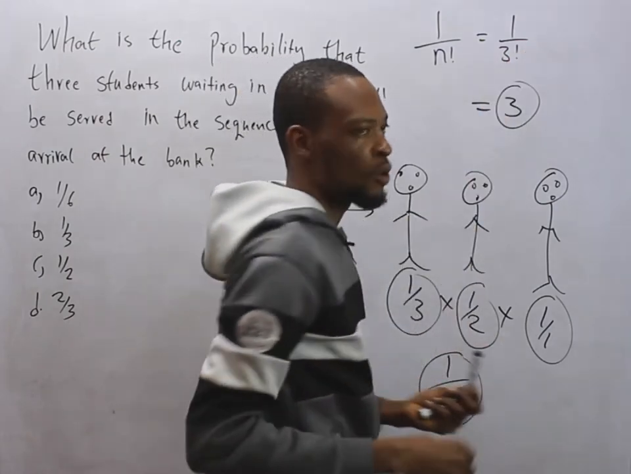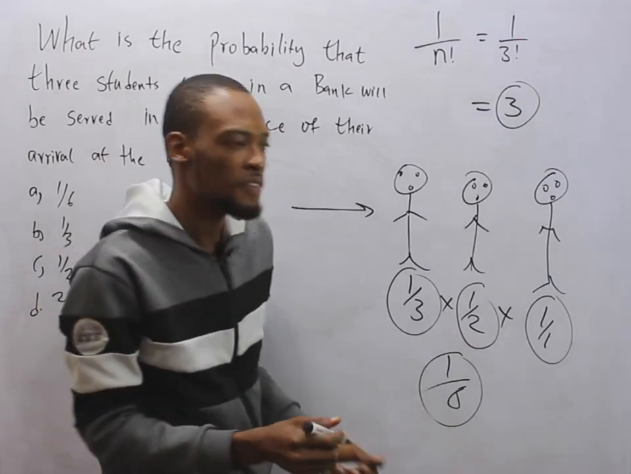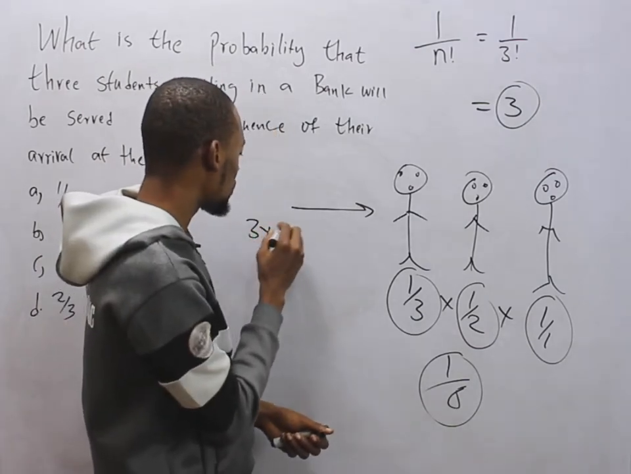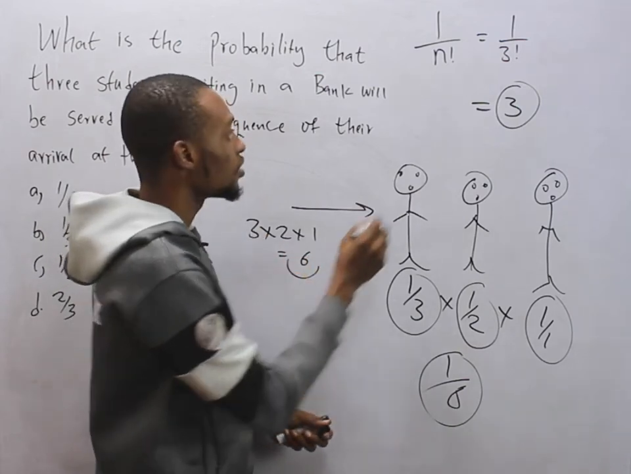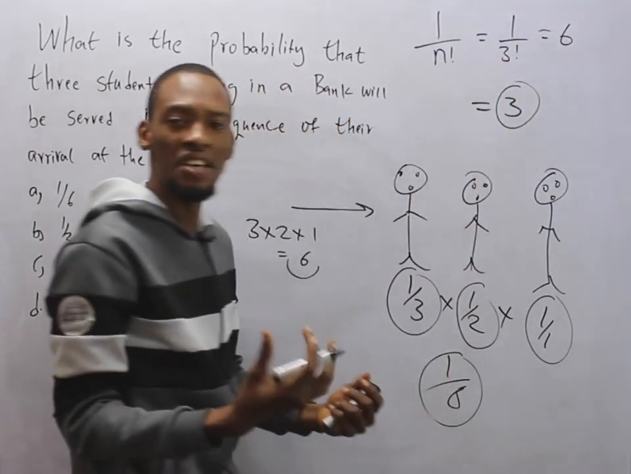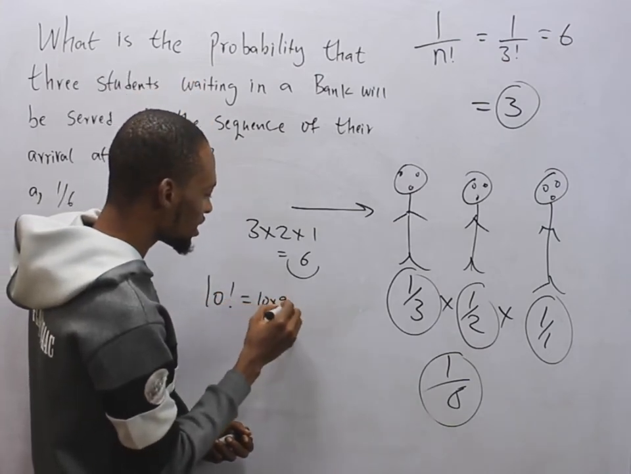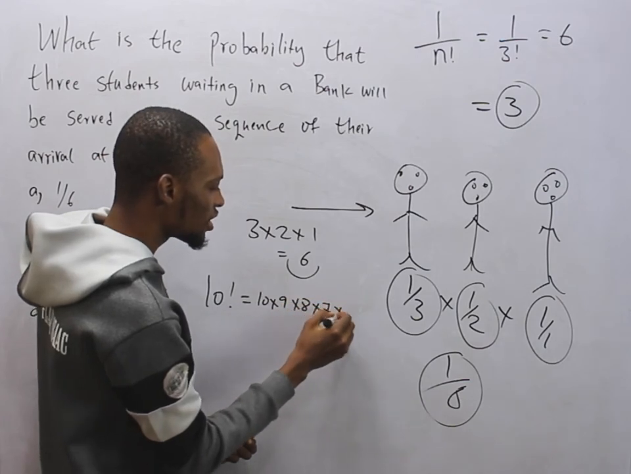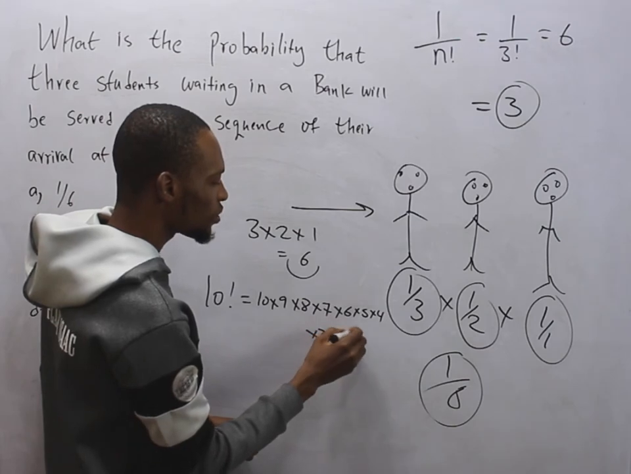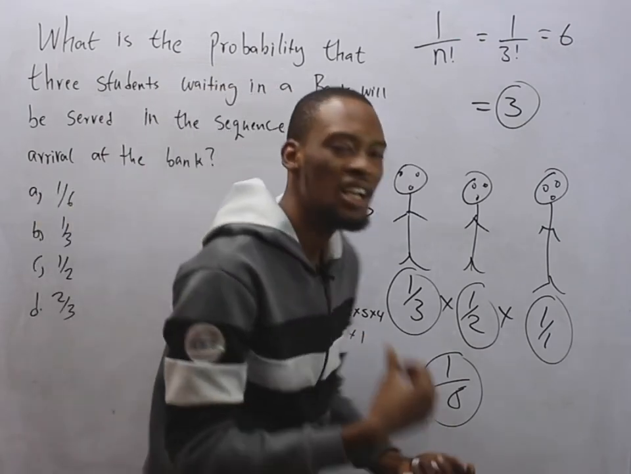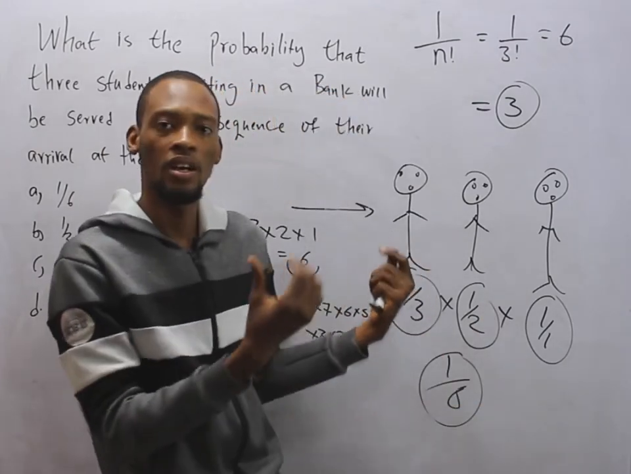That's the factorial sign. What is factorial? Factorial simply means multiplying downwards. If I say 3 factorial, it is simply 3 times 2 times 1, which equals 6. If I say 10 factorial, 10 factorial is simply 10 times 9 times 8 times 7 times 6 times 5 times 4 times 3 times 2 times 1. If I say 5 factorial, 5 times 4 times 3 times 2 times 1. So that is how factorial works.